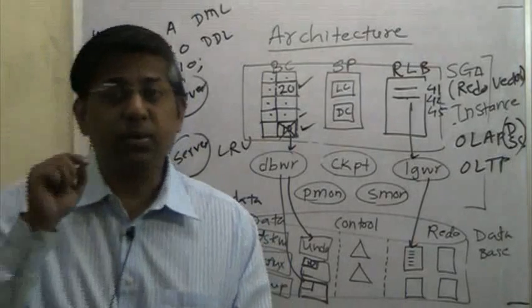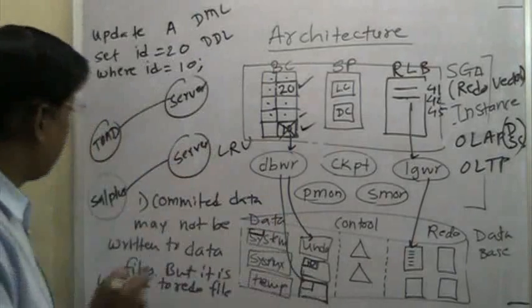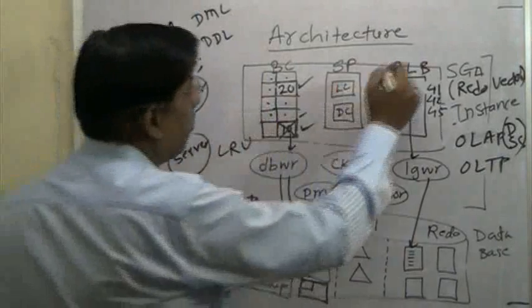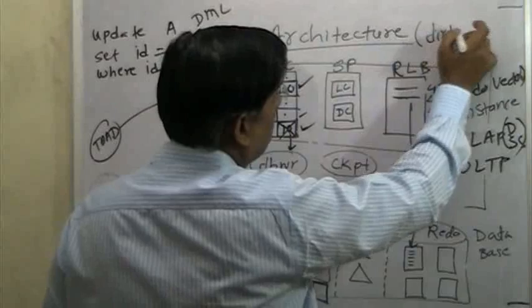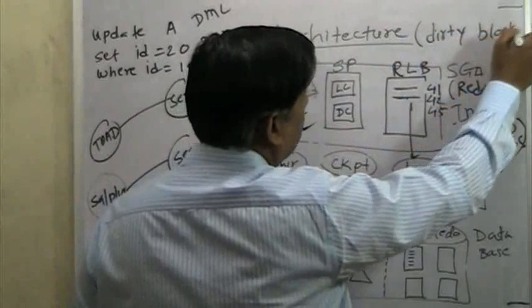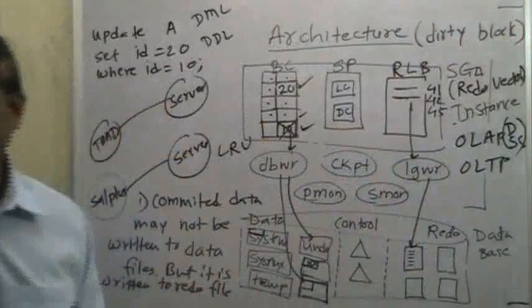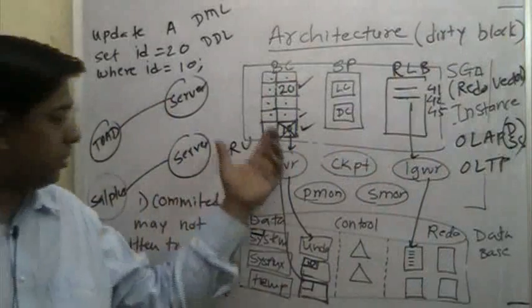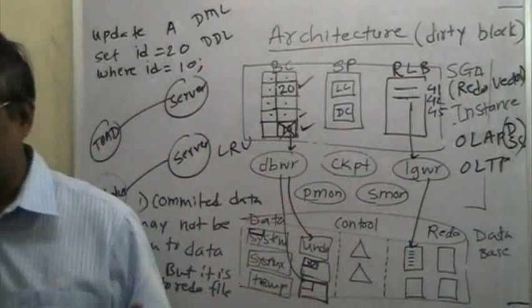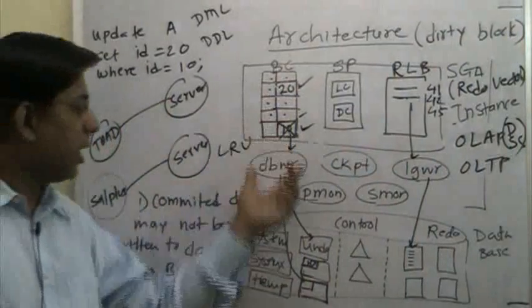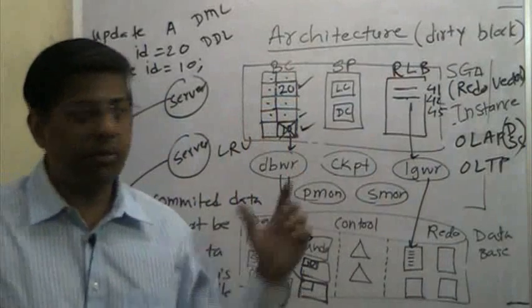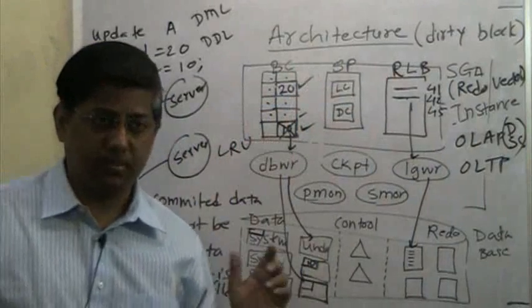And what is written to the disk? That is also important. The term is called a dirty block. What is a dirty block? A block that has been modified by somebody, but has not been written to the disk, is a dirty block. And only dirty blocks are written to the disk. Not everything from here goes back to the disk.